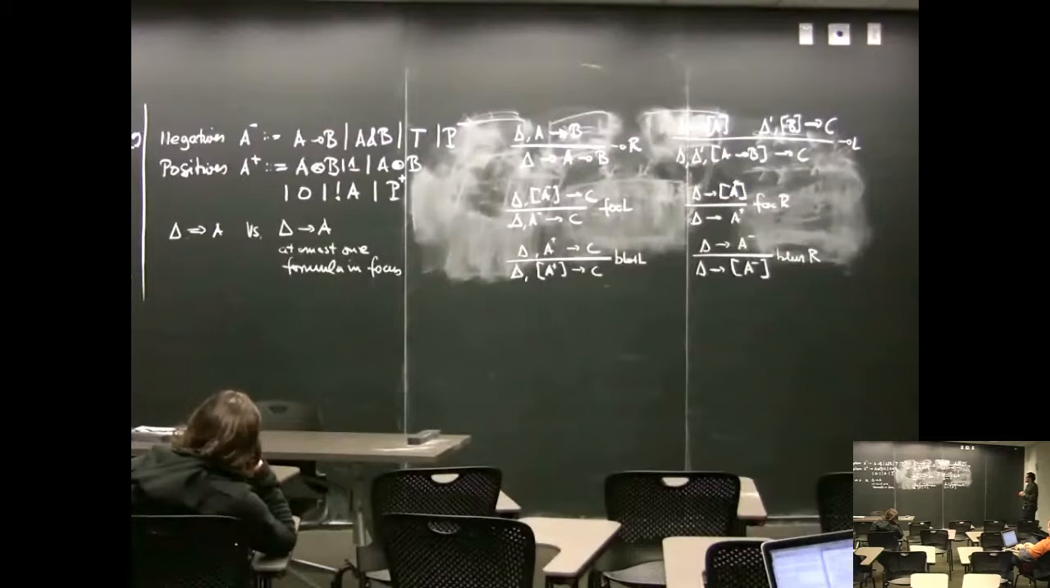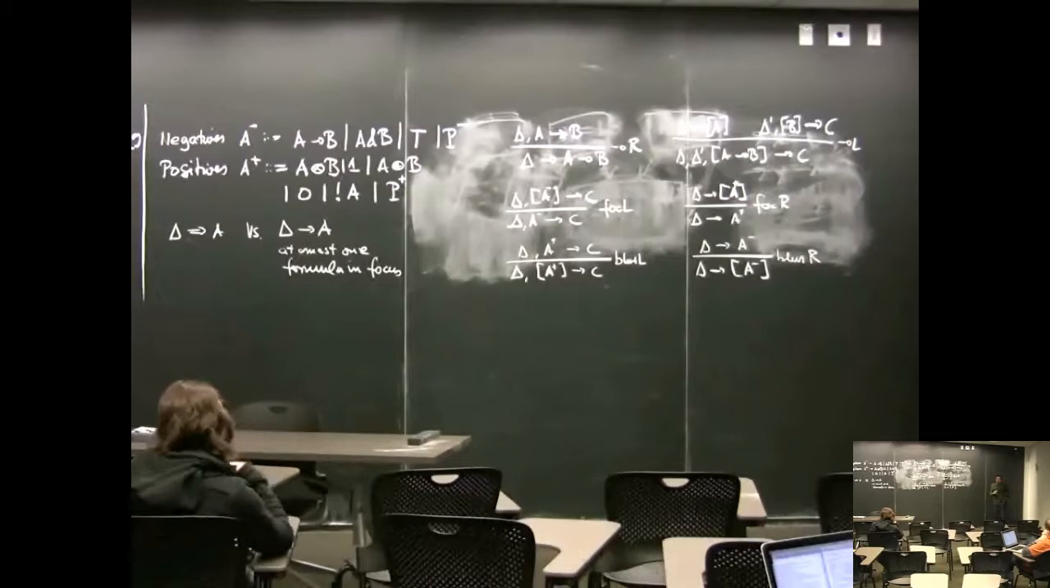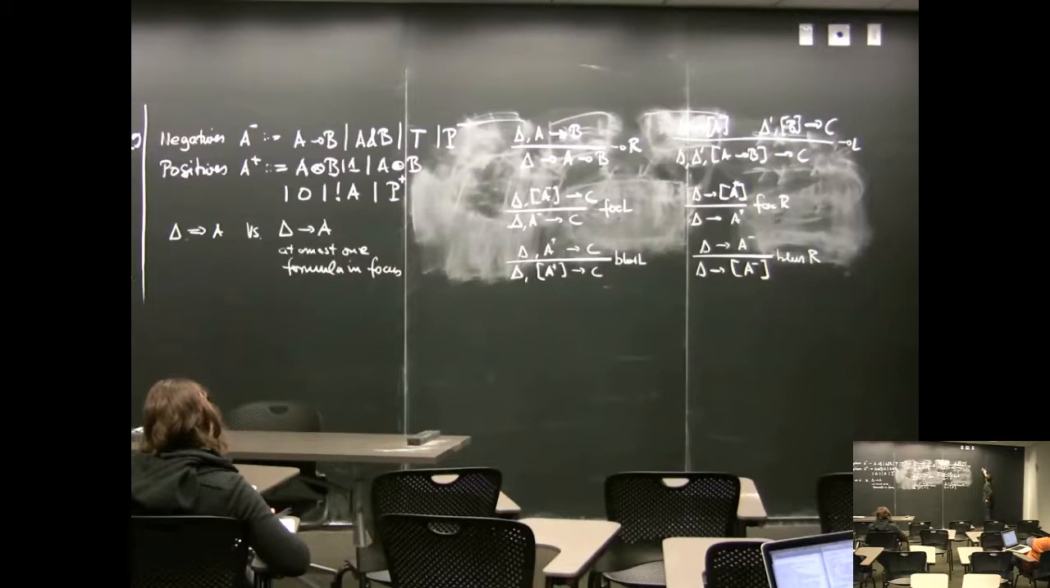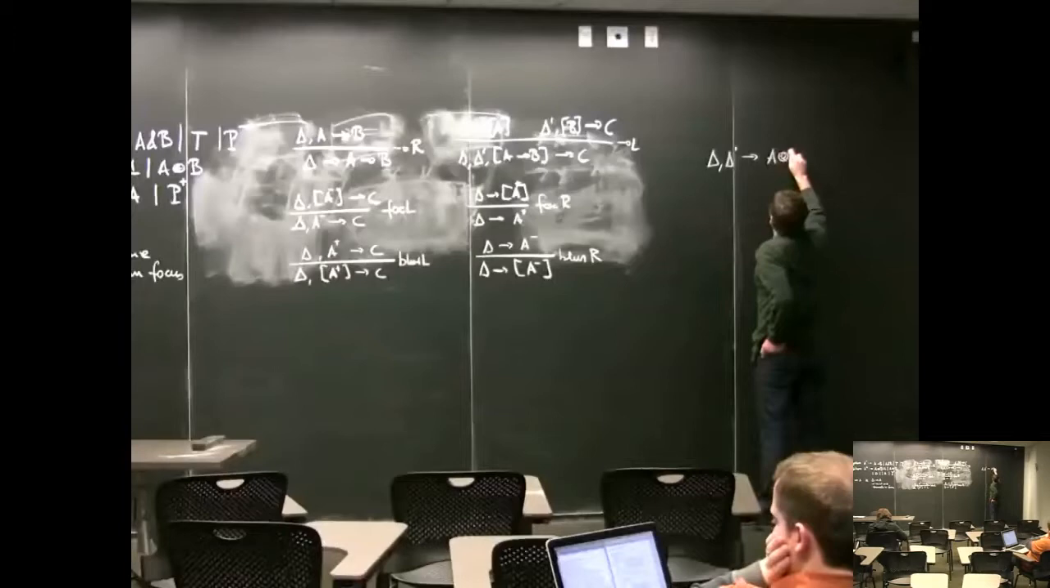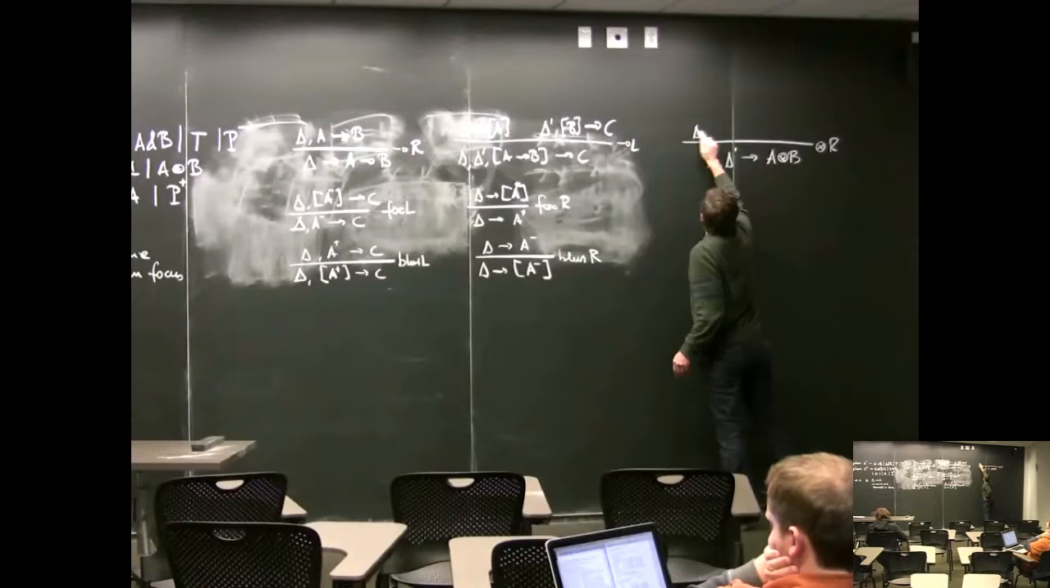We probably should do a couple more rules to see what's going on with these things. Let's look at tensor. It's always good to take something negative and something positive and look at both of these. Okay. So what is the tensor right rule? Okay, so the way we do this, we first write it down the way we're used to, and then we consider what happens with things in focus. So a tensor right, and we have delta proves A, delta proves B.